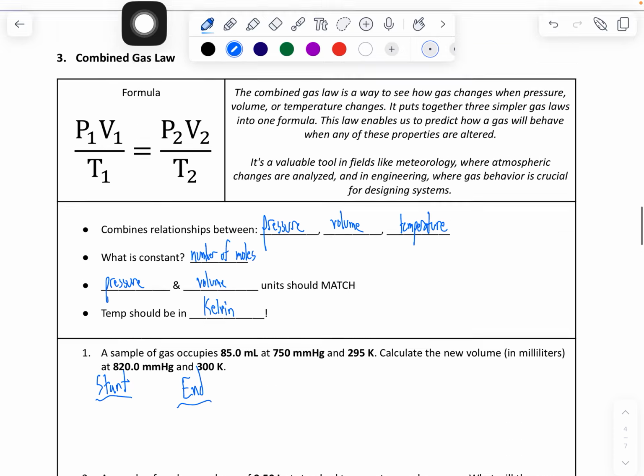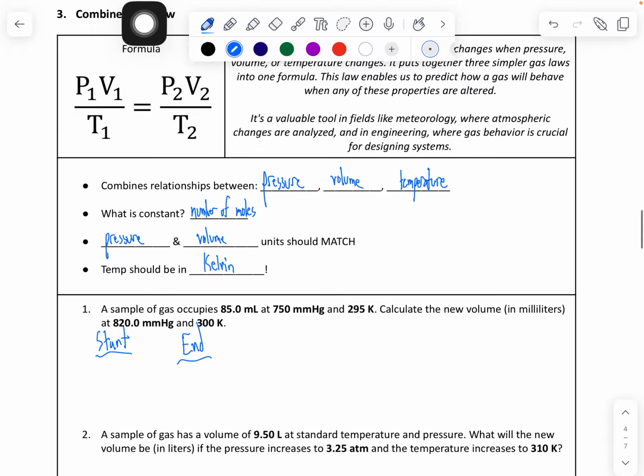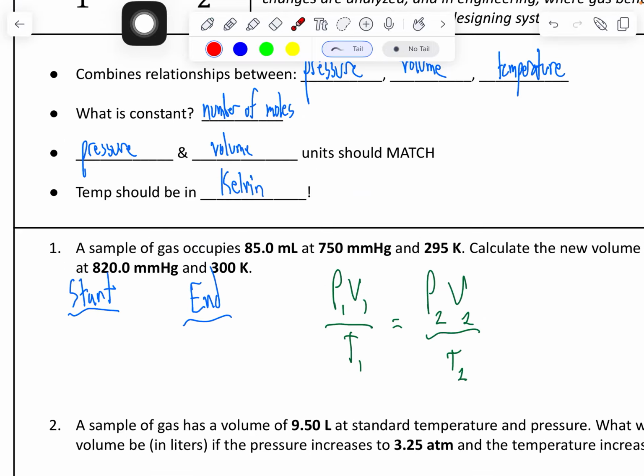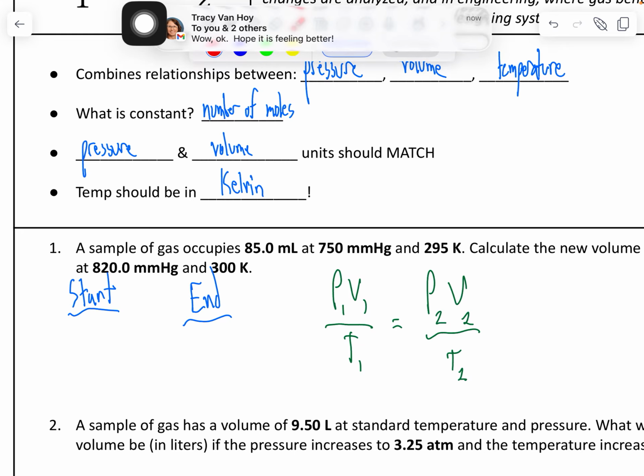Let's bring down our equation. We're just going to copy it down. P1V1 over T1 equals P2V2 over T2. Okay, well, our P1V1 over T1, this is going to be our start. This is what we're beginning the problem with. Then, what we're ending with is P2V2 over T2.